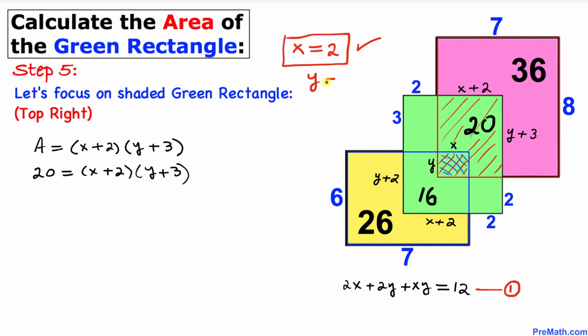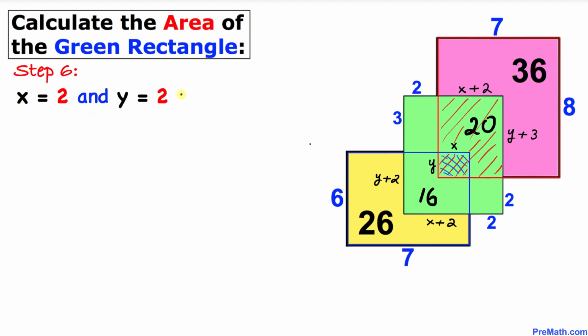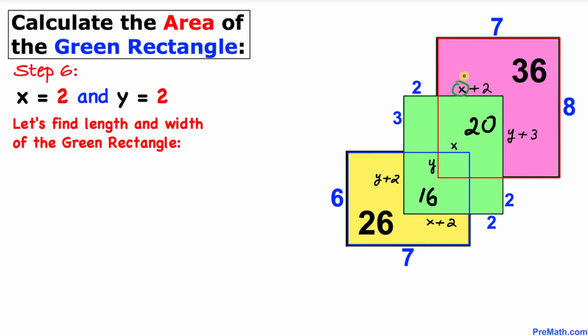Now we are going to find the y value, and we are going to plug this x equal to 2 value into this equation. So we're going to get 20 equals, here I'm going to replace x by 2, so 2 plus 2 times y plus 3. And here I have simplified these equations, and our y value turns out to be 2, as you can see. So our x value turns out to be 2 and y value is 2 as well.